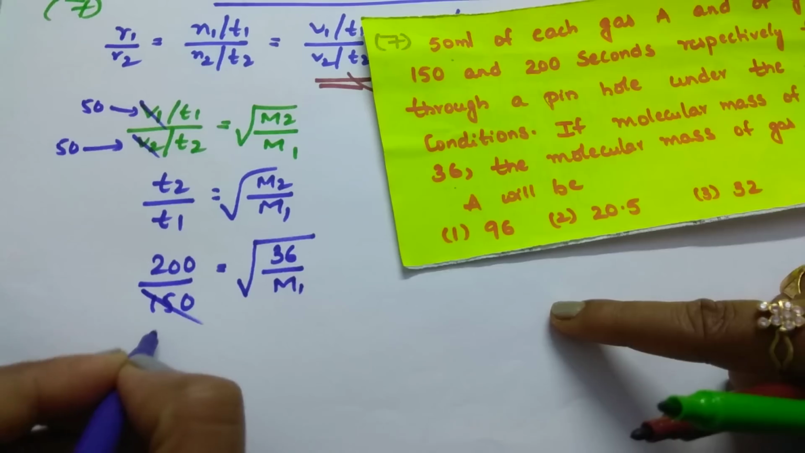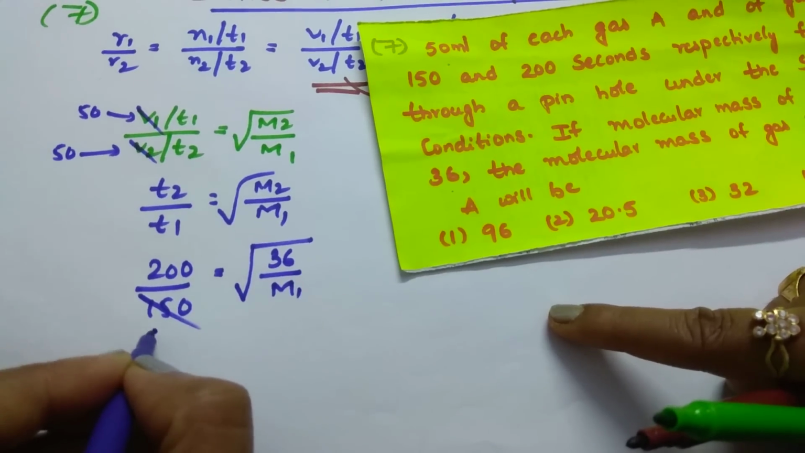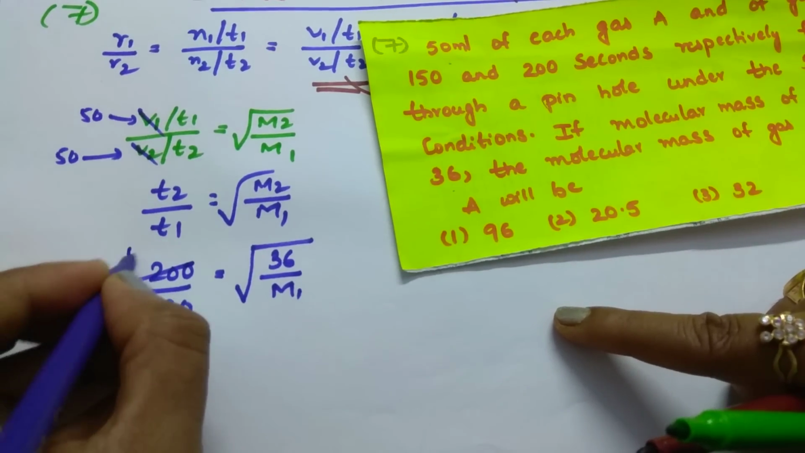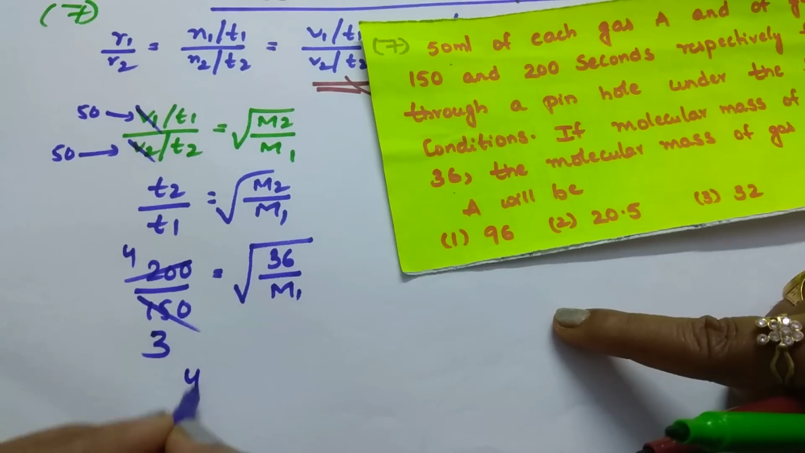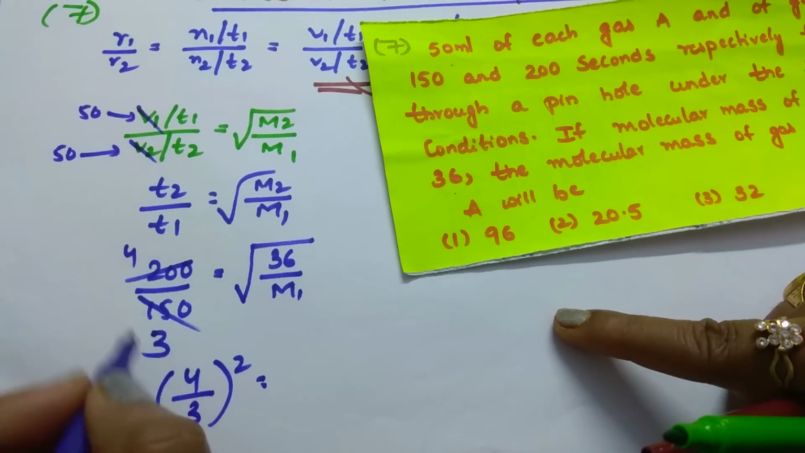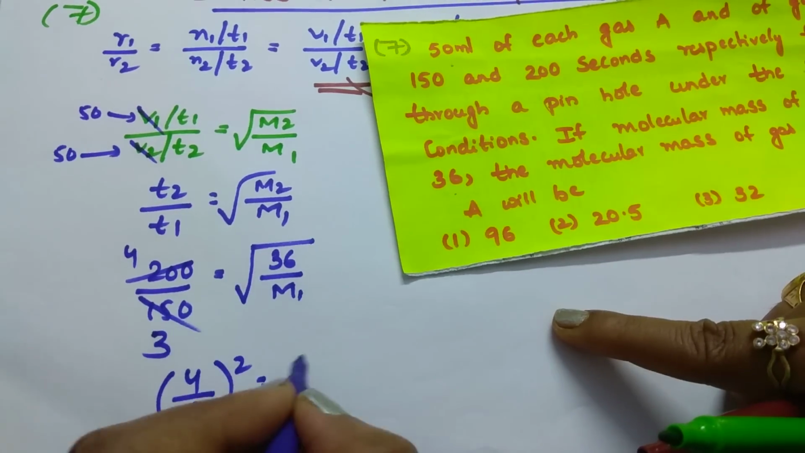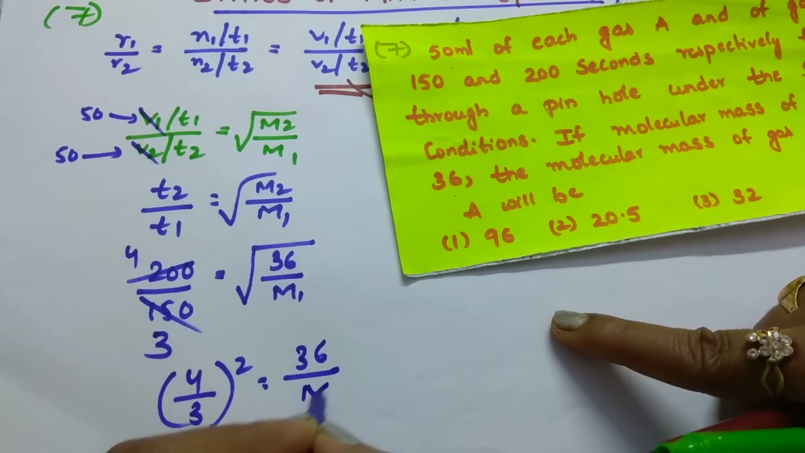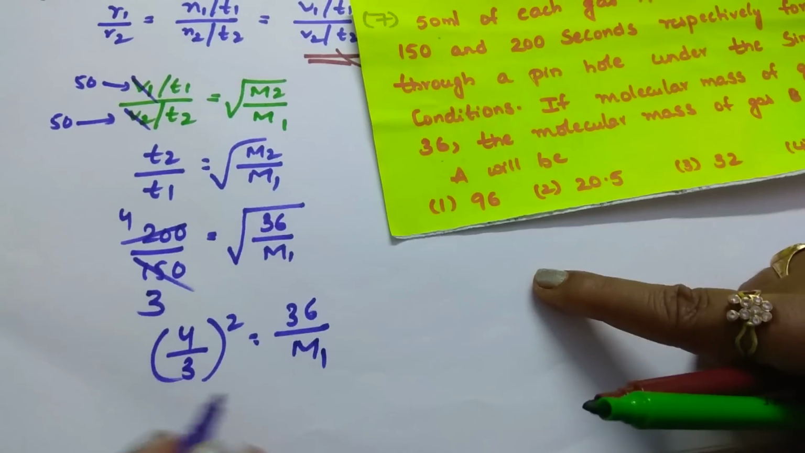Do squaring on both sides, then the square root and square will be cancelled. You will get 36 by the molecular mass of the first gas.